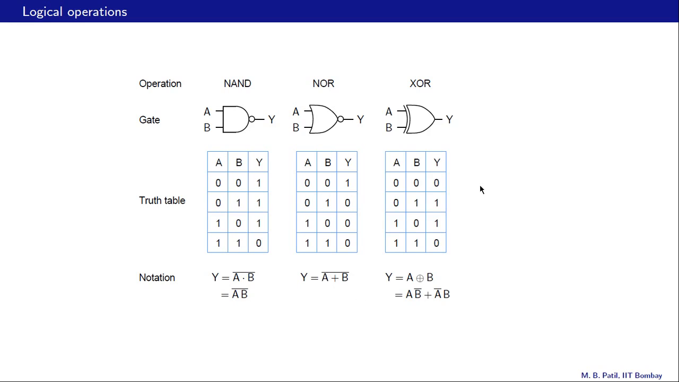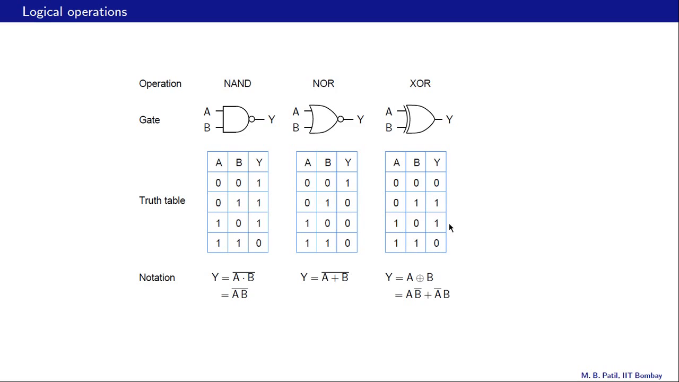Next, let us look at the XOR gate. Here is the symbol, and this is the truth table. When a and b are both 0, y is 0. When a and b are both 1, y is 0 again.